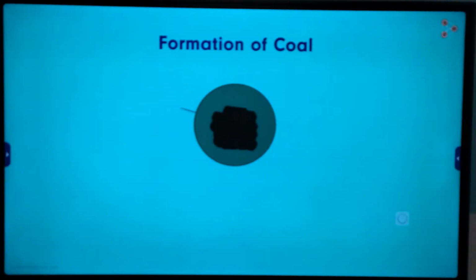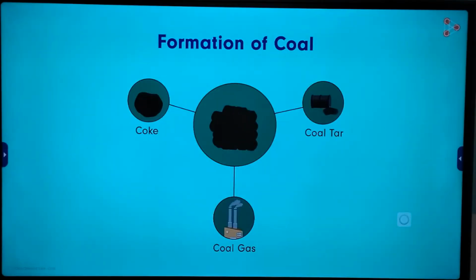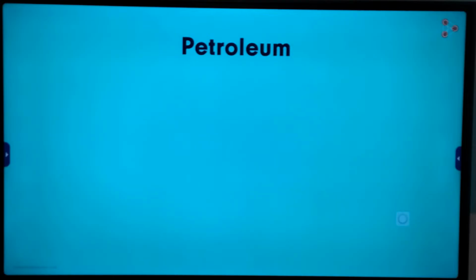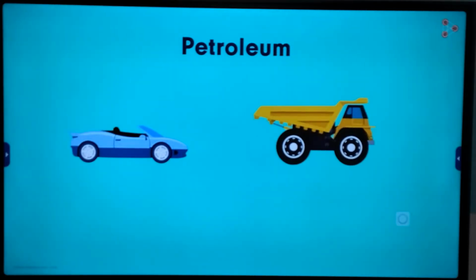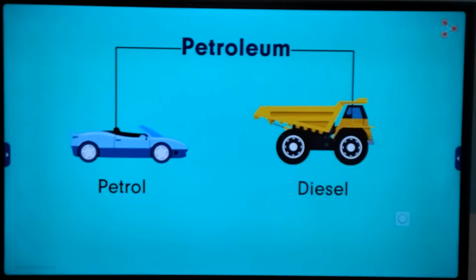Studied in our last two videos, the formation of coal and its byproducts, right? In this video, we will study the formation of another rich fuel we call petroleum. Which fuel do the automobiles and heavy vehicles use? Our cars run on petrol and many heavy vehicles run on diesel. And where do you think both these are obtained from? Both these fuels come from petroleum. You can guess how important it is.